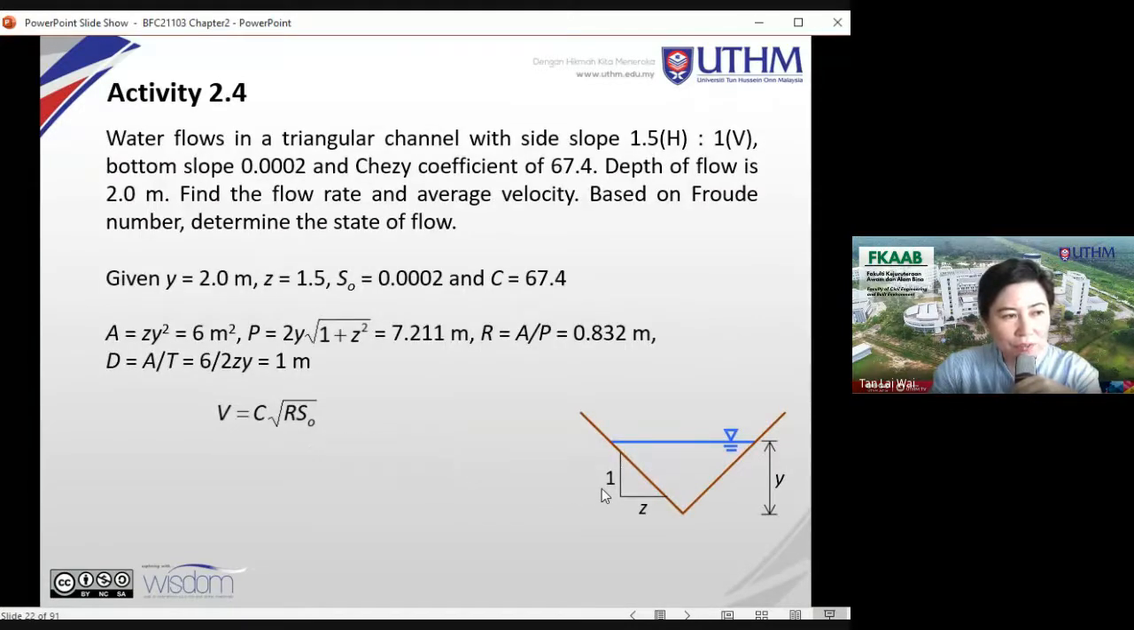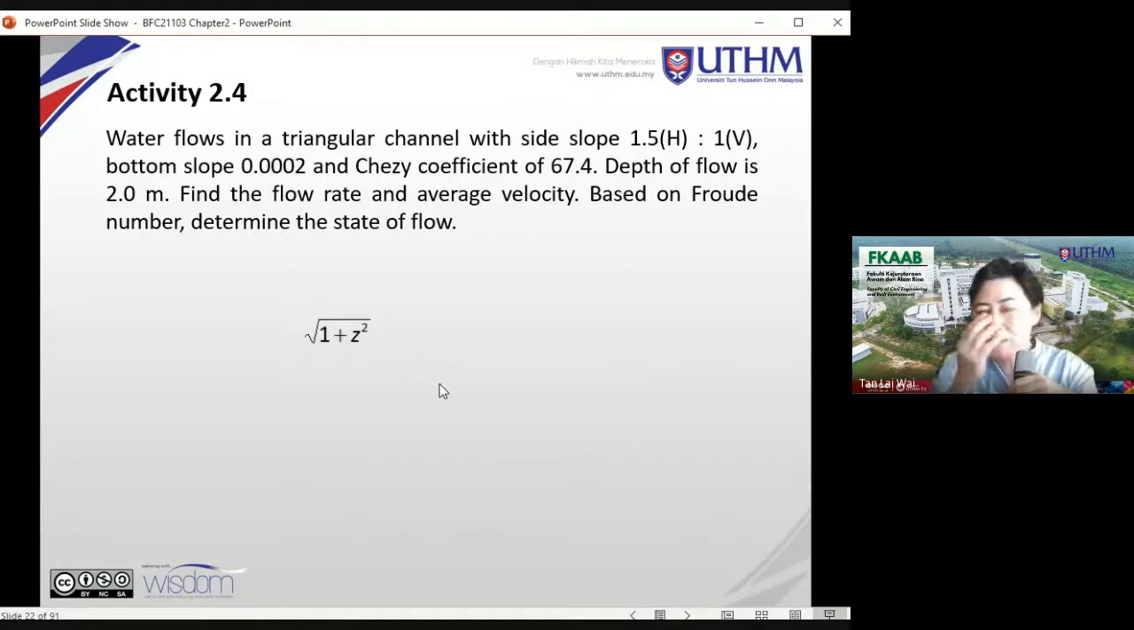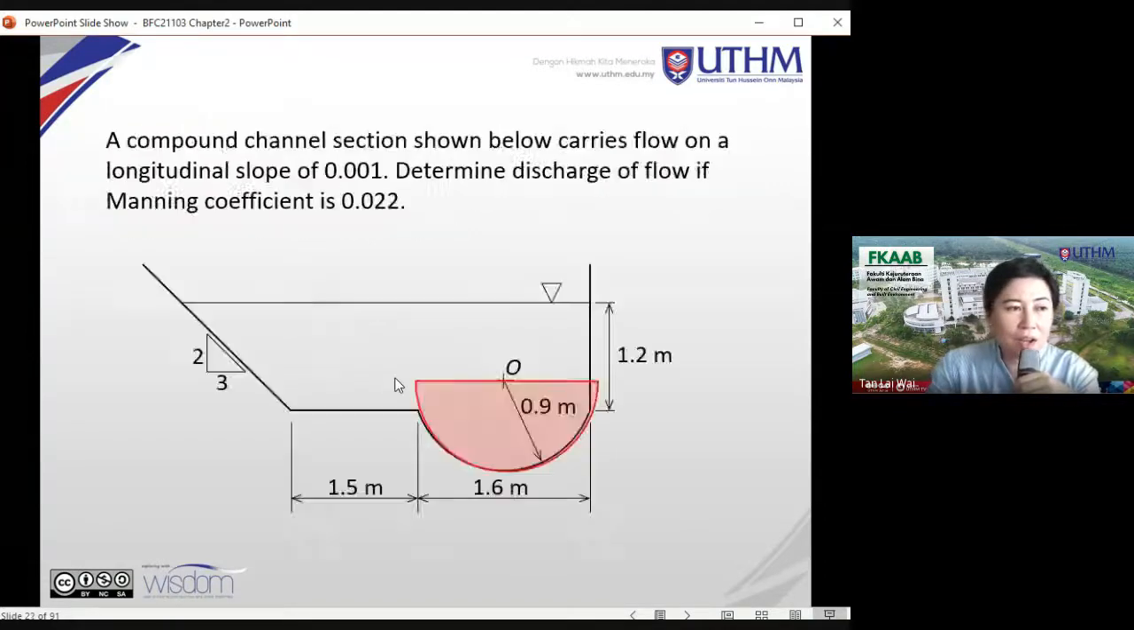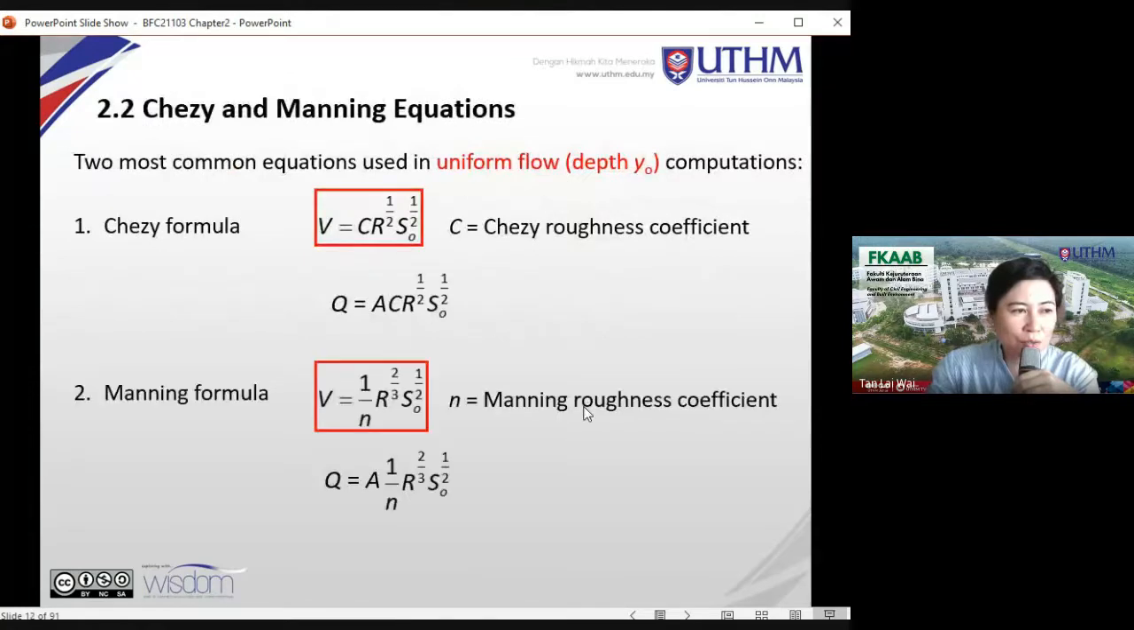So we have gone through exercise activity 2.3. Let's just go through this activity, all right? Oops. I think I forgot this one here. Now let's look at activity 2.4. Okay, before that, when we learn about these two equations, right?